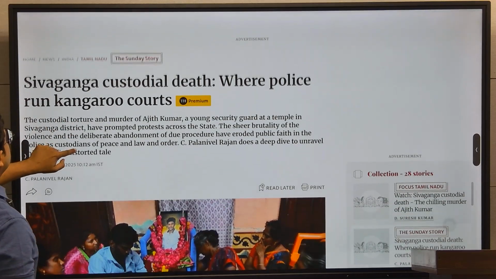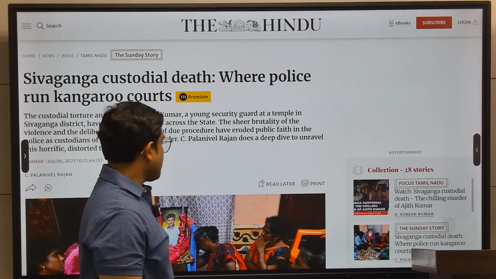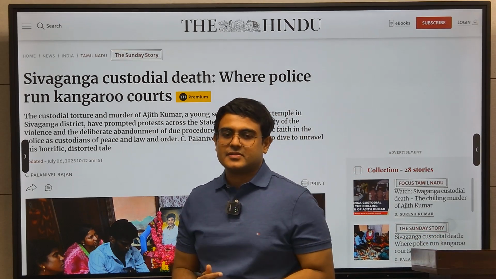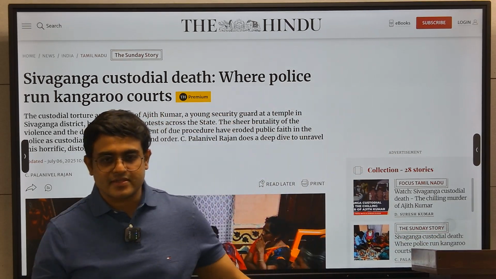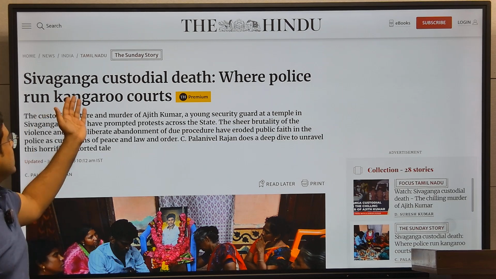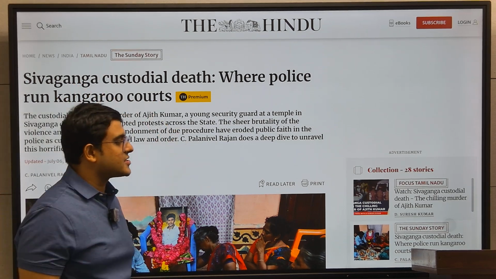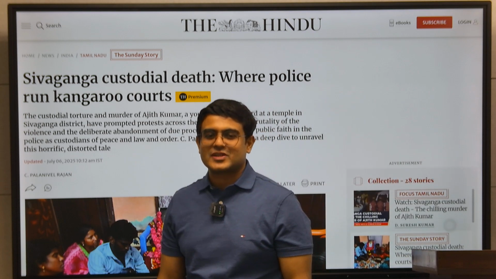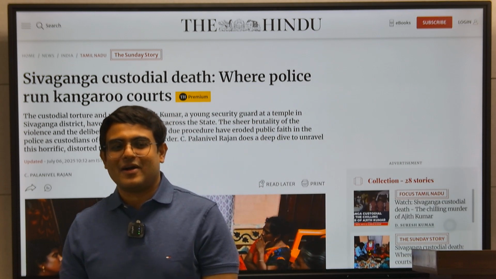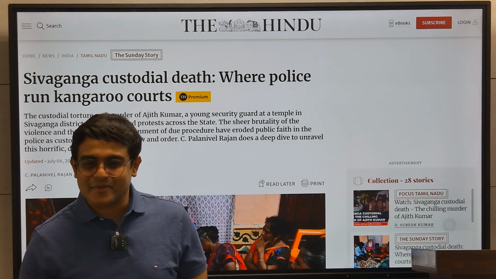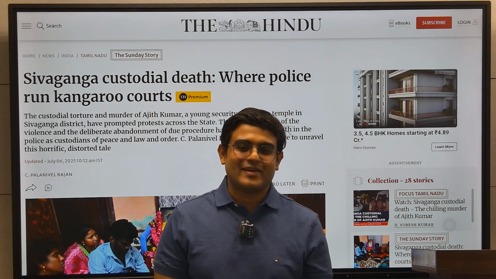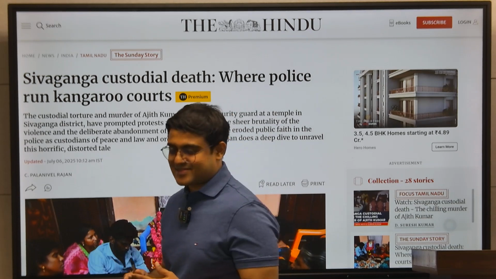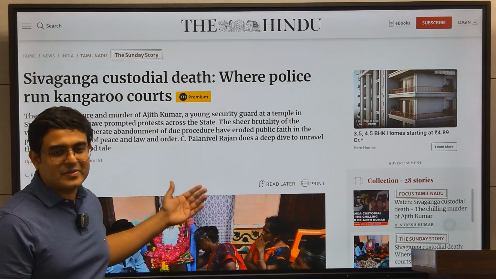This is Sivaganga in Tamil Nadu, where a custodial death happened. Unfortunately, let's see the title of this custodial death: where police run kangaroo courts. And here we were talking about reforms, BNS, how it transformed the criminal justice system, how our Home Minister Amit Shah ji made a statement that register FIR, I'll get justice. Biggest reform since independence. Here, continuation of the British legacy.